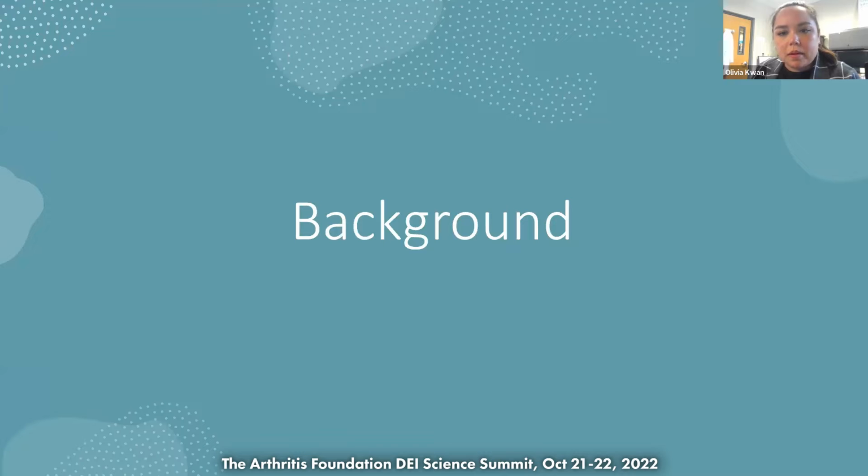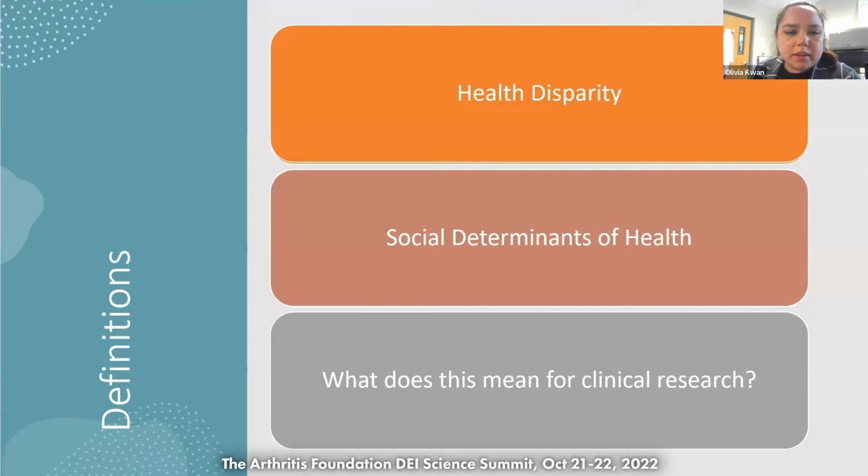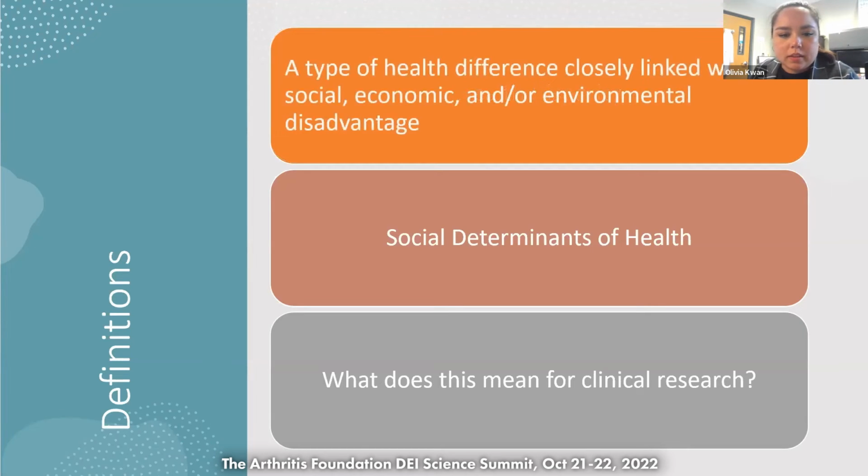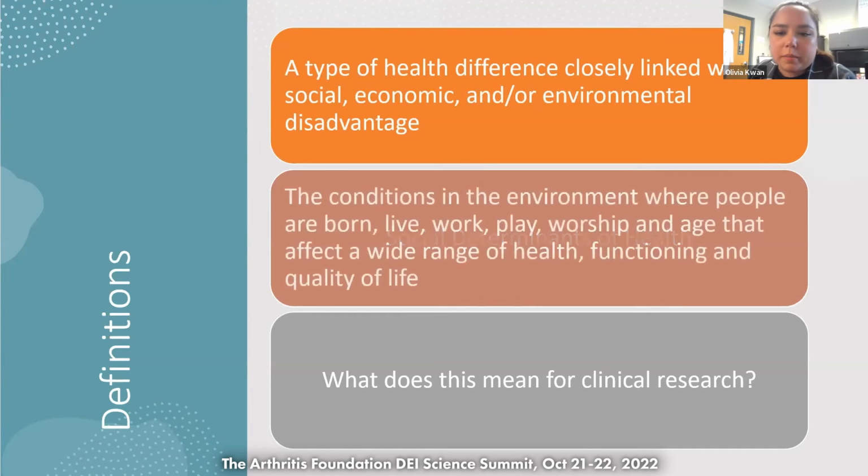So again, a very brief background. Some definitions as we get started, just to review. According to Healthy People 2030, a health disparity is a health difference that is closely linked with social, economic, and or environmental disadvantage. And then social determinants of health are the conditions in the environment where people are born, live, work, play, and worship, and age that affect a wide range of health, functioning, and quality of life.